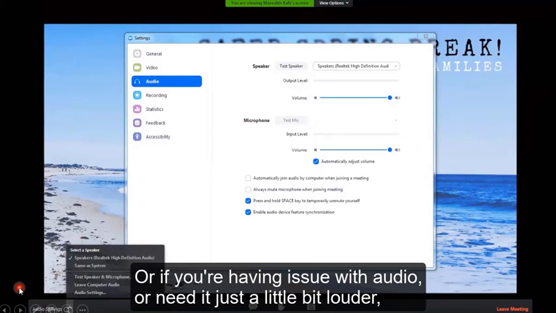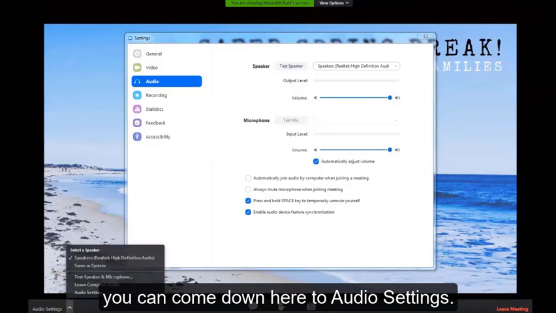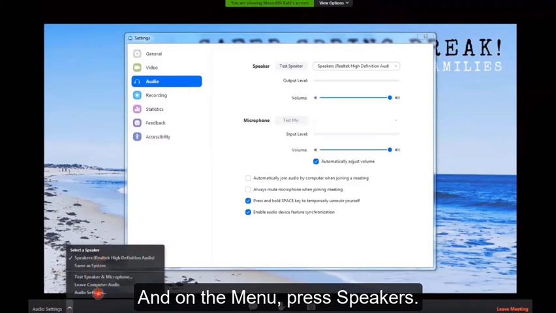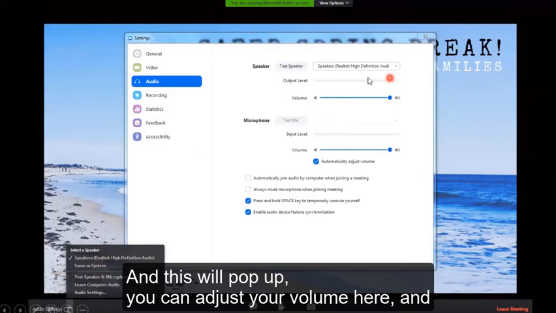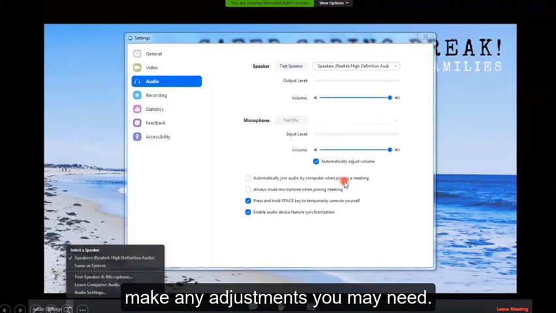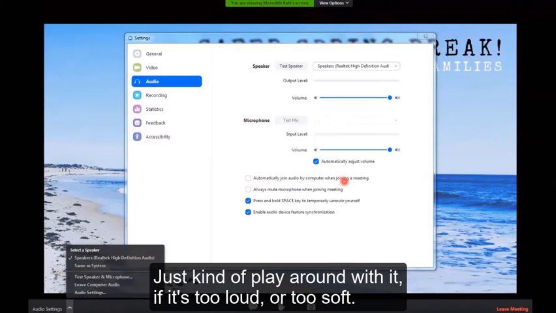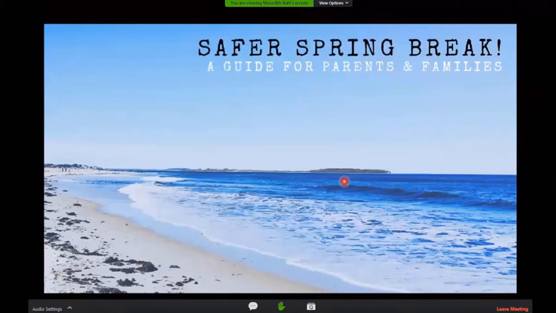If you're having issues with audio, or if you need it a little bit louder, you can come down here to audio settings, and on the menu, press speakers, and this will pop up. You can adjust your volume here and make any adjustments you may need if it's too loud or too soft.